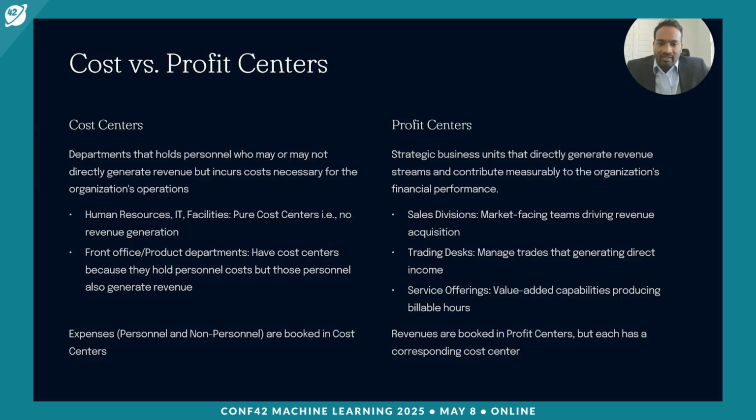Moving on to the next definition, which is profit centers. These, as the name suggests, are strategic business units, like front-end trading desks or sales divisions or product line divisions, where you produce or make a sale and generate revenue. And that revenue is booked against these profit center codes. Now, the nuance I want to highlight is every profit center should and must have an equivalent cost center where you book your expenses against.